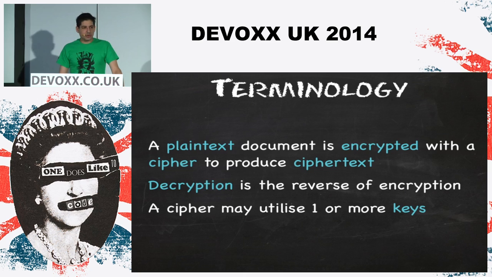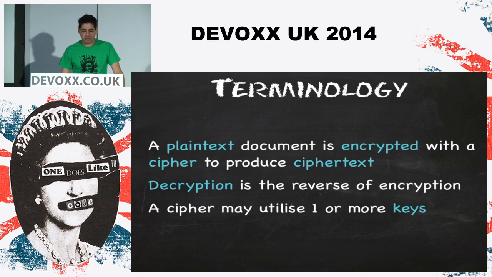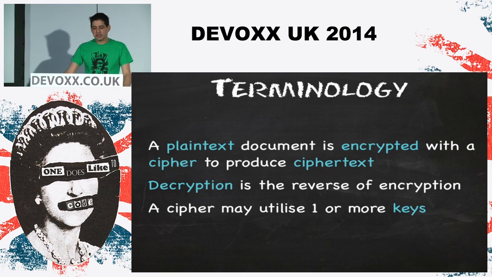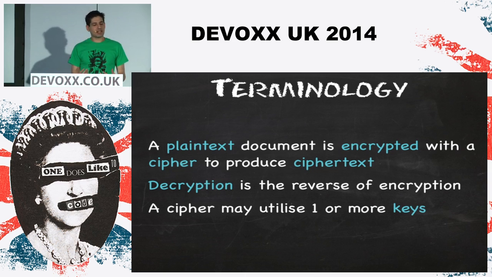So first couple of words, we're going to start with plain text. This is just what it sounds like. It's the plain text. It's what you write to each other every day in emails. It's standard English or French or whatever your national language is. What we do is we encrypt it with a cipher. A cipher is a function, and it mangles the text to produce cipher text. Decryption is obviously the reverse of all of this. And some ciphers use one key, symmetric ciphers. Public key ciphers use two, obviously, one to lock it and one to unlock it, as we'll see shortly.